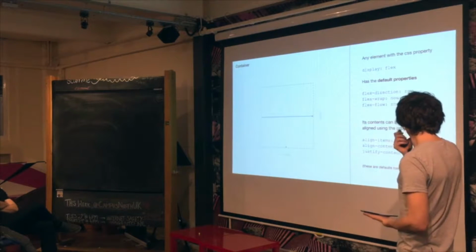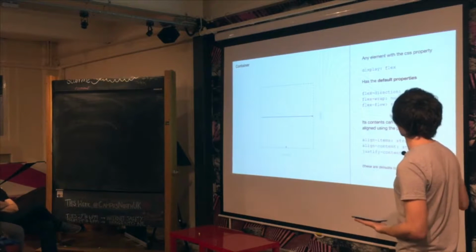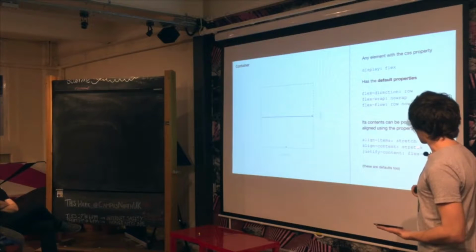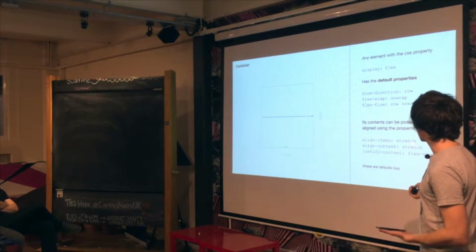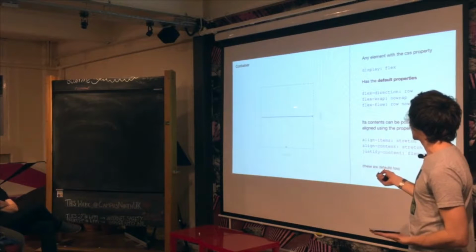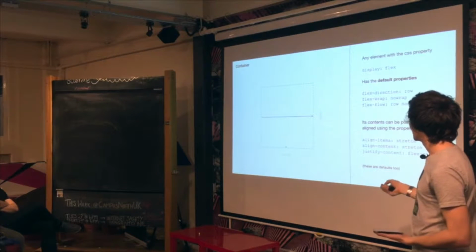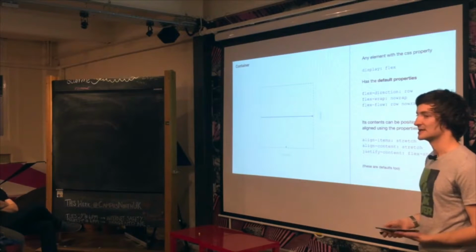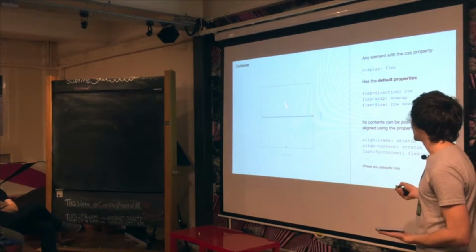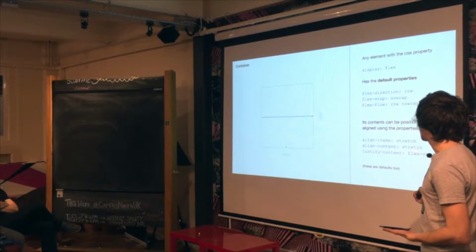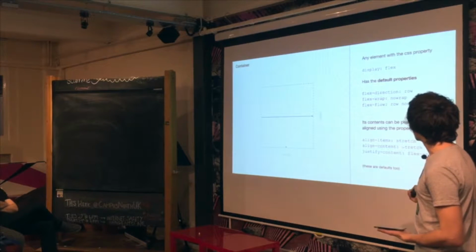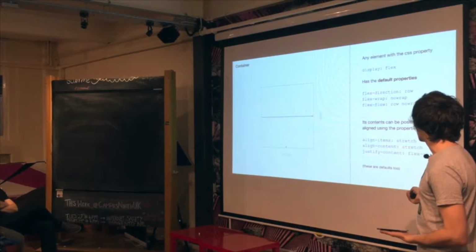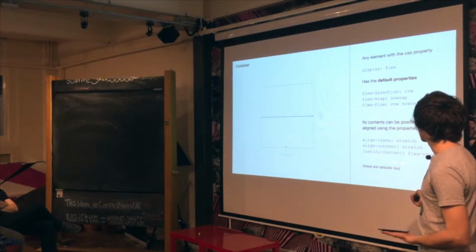So contents of the container can be positioned and aligned using the following properties. Align items stretch. That's saying that items on the cross axis should all stretch to fill the cross axis. That might seem a bit crazy right now, but that's what happens. Align content stretch. That's when there's multiple lines of items, and you're going to do the same thing. Again, these will become a lot clearer later. These are a bit easier to understand.